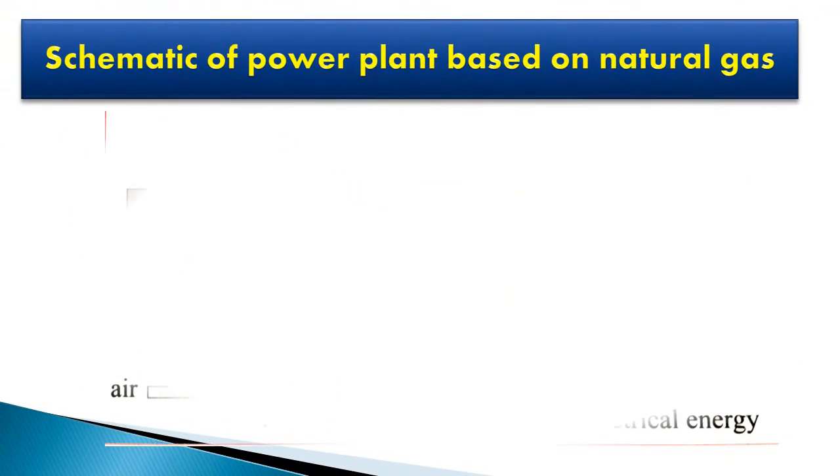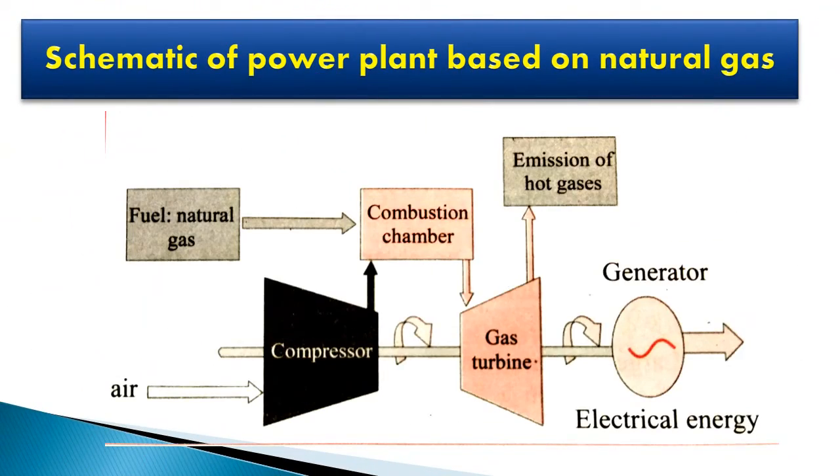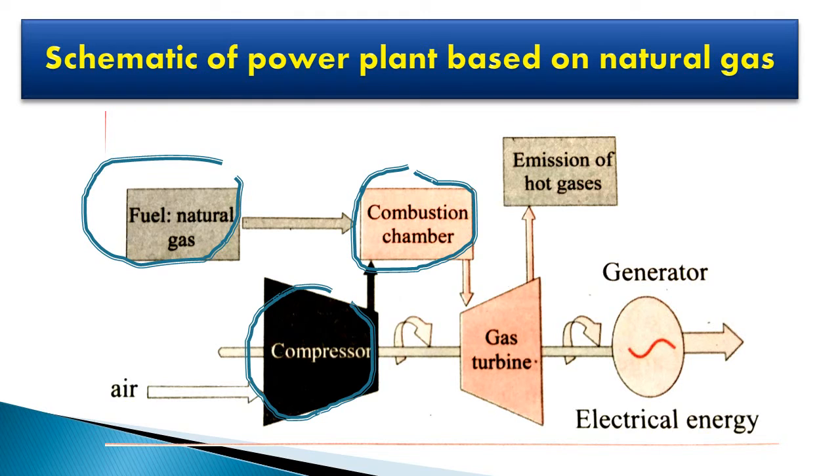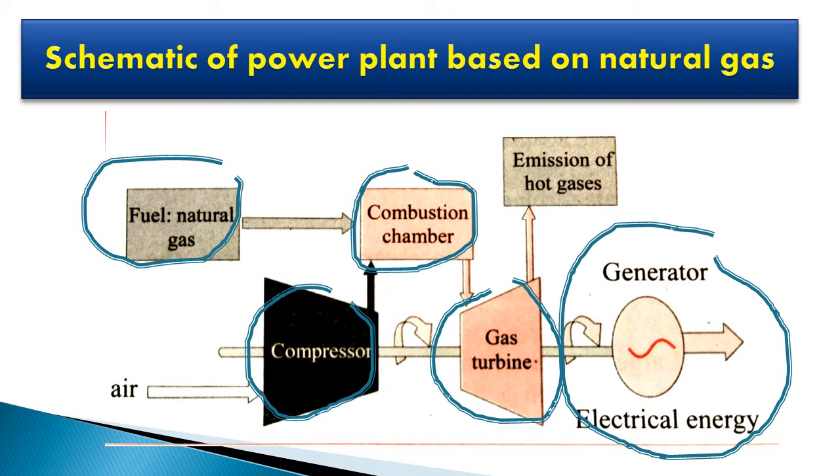Here we have the schematic of a power plant based on natural gas. So here you can observe all the parts like the fuel, natural gas, that is introduced into the combustion chamber, and here the compressor is there just to increase the pressure of air. You can observe the arrow inside the air. Okay, into the compressor, it is a gas turbine, then it is connected to the generator, then finally electrical energy will be produced, and emission of hot gases is there.